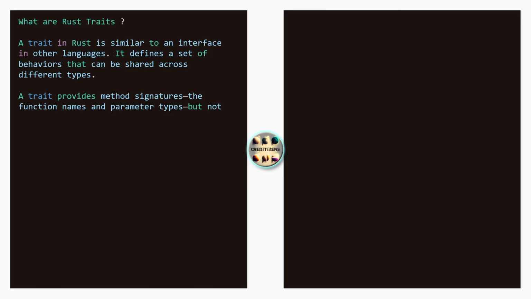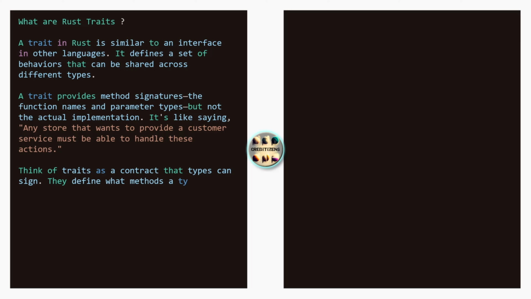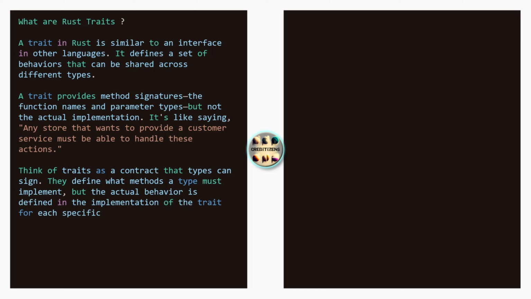A trait provides method signatures, the function name and parameter types, but not the actual implementation. It's like saying any store that wants to provide a customer service must be able to handle these actions. So think of a trait as a contract that types can sign. They define what methods the type must implement, but the actual behavior is defined in the implementation of the trait for each specific type. So this last paragraph here, that's what we are going to make more precise.